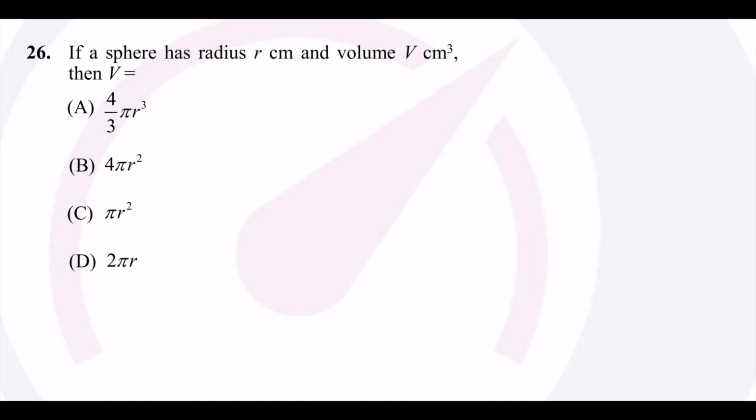Question 26. If a sphere has radius r centimeter and volume v centimeter cubed, then v equals... This is just asking you what is the formula for the volume of a sphere. So we know that the volume of a sphere is equal to 4 over 3 pi r cubed. So just look on your formula sheet and identify that one.